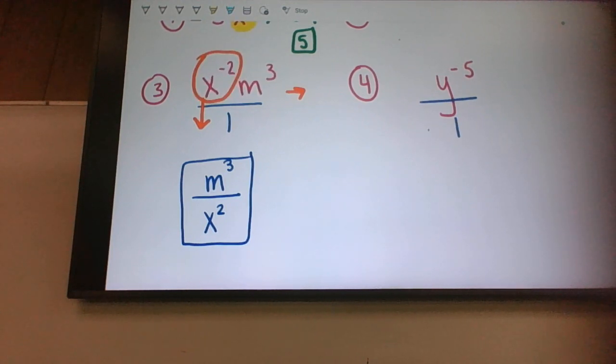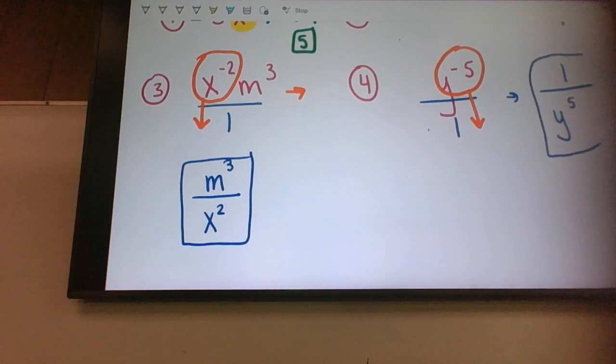Alright, so right now, number 4, the denominator is 1. I have a negative exponent. I can't leave it like that. So I'm going to take this and I'm going to put it in the denominator. 1 over 1 to the 5th. Everybody okay with that? Yes.